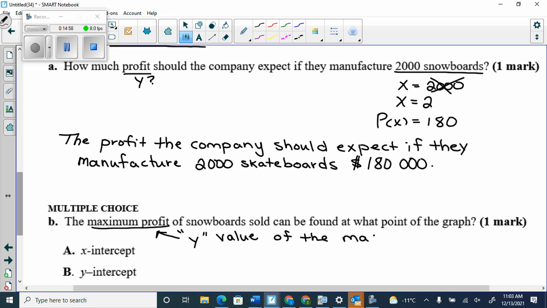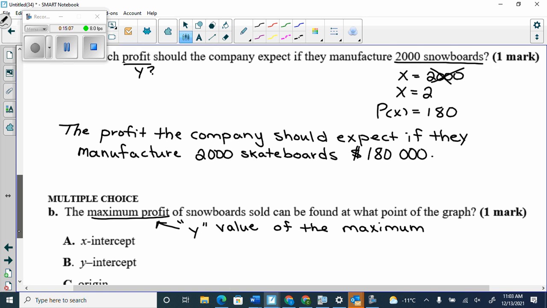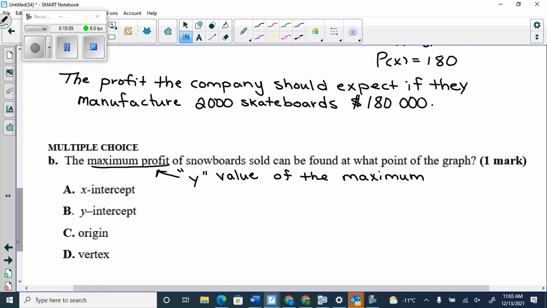If they ask for the maximum number of snowboards sold, we would just take the x value of the maximum, right? So we need the vertex. More specifically, we need the y value of the maximum, or the y value of the vertex. They'll more specifically ask that even.